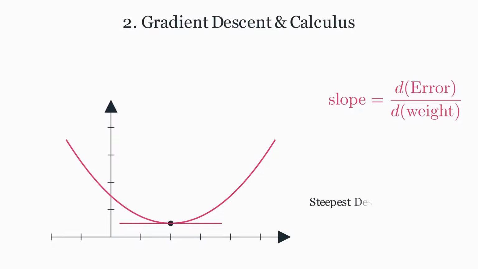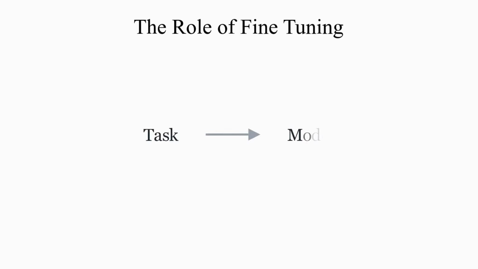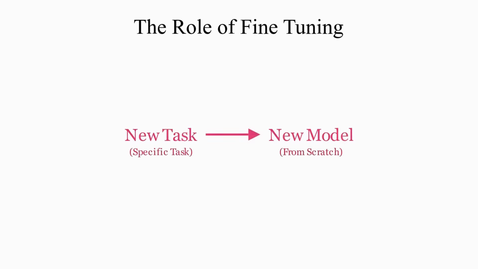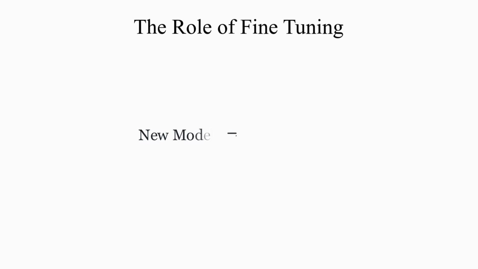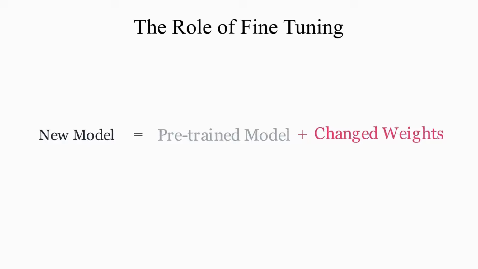Think of it this way. To perform any task, we need an AI model. And for every new specific task, we could train a completely new model. But that means learning all the weights from scratch, which is slow and expensive. That's where fine-tuning comes in. Instead of starting over, we take a pre-trained model and slightly adjust its weights to fit the new task, mathematically nudging the model so the error curve goes to zero.